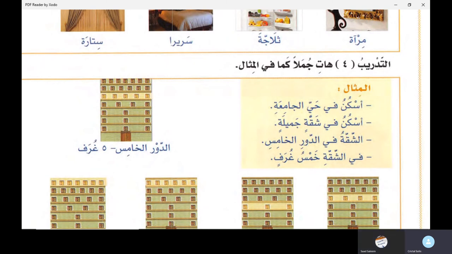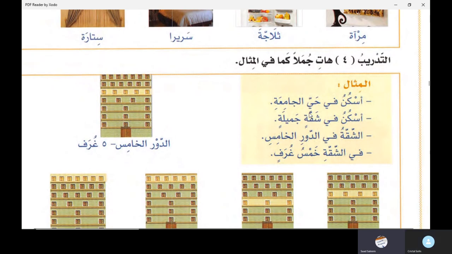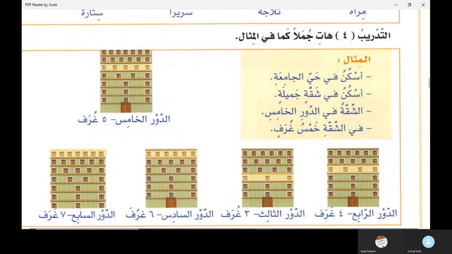Ashakatu fi dauri khamisi. The apartment is on the fifth floor. Good. Fi shakati khamsu ghurafin. There are five rooms in the apartment. So here you see, the naat and the manut have the same gender and the same vowel. Shakka is a feminine word, so its naat is also feminine. Shakka has two kasra, so its naat also has two kasra. Next. Okay, so I'm starting from the one on the bottom. Askunu.